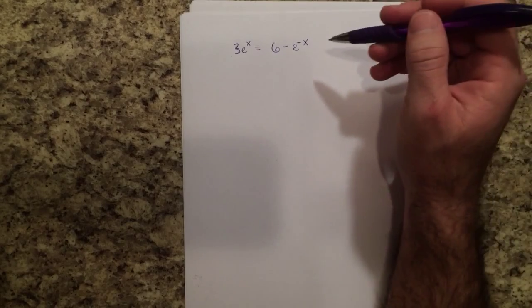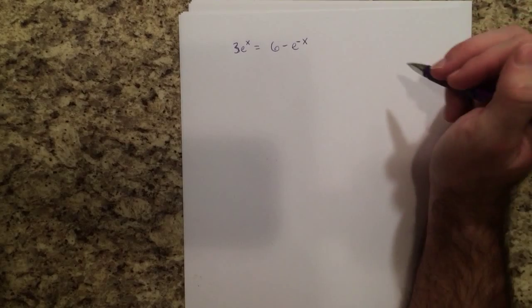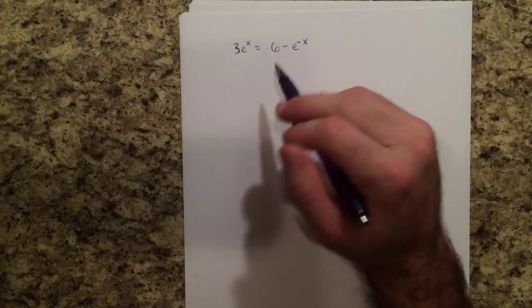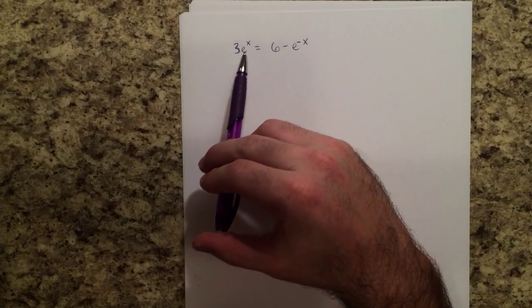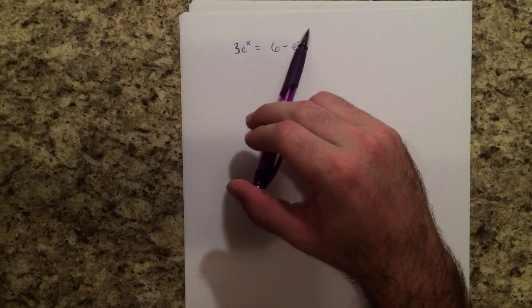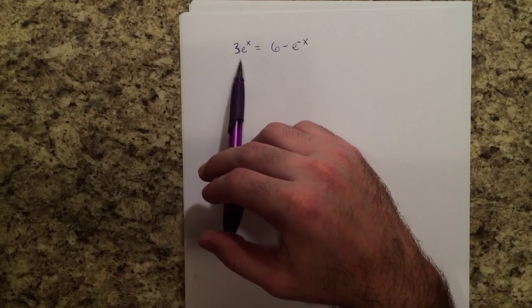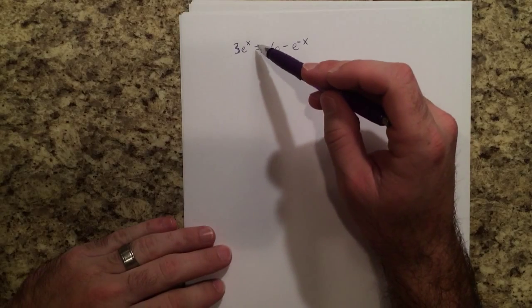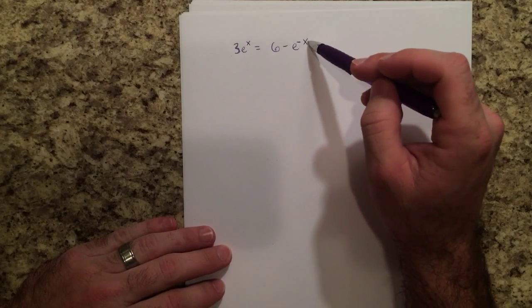And I just want to start by saying this is probably the hardest problem that we worked on all year. In my example video that I sent you, I show you this exact example, except instead of this being a 3, it's a 2. So if you want to see me work this out one more time, check out that video I sent you in the email prior to this one. But 3e to the x equals 6 minus e to the negative x.